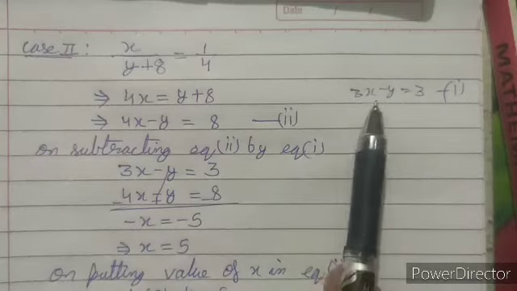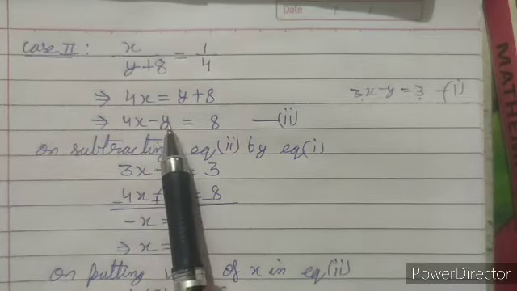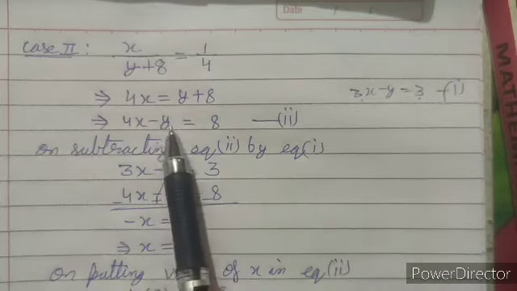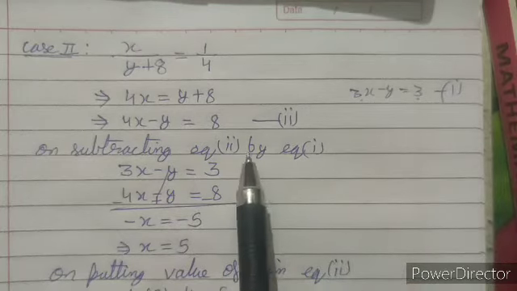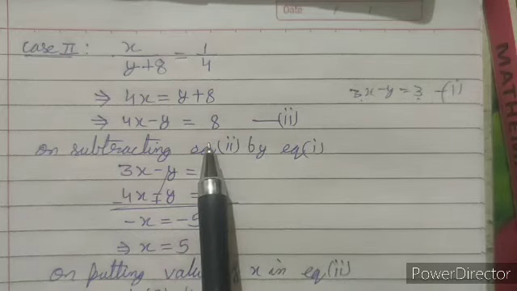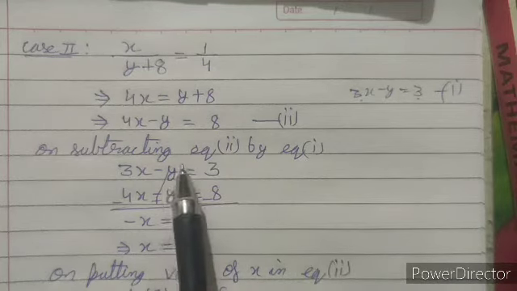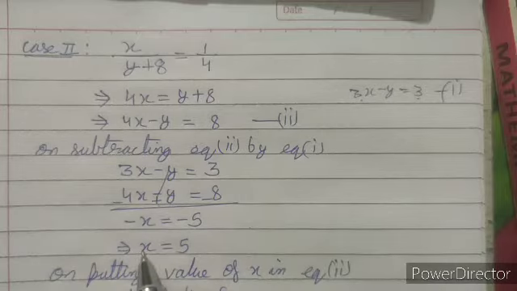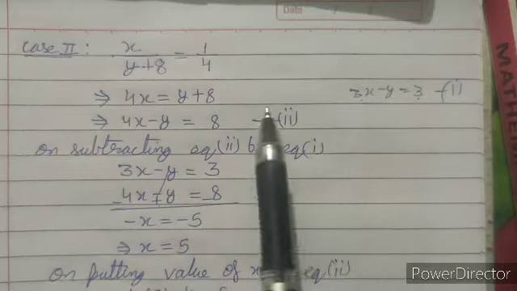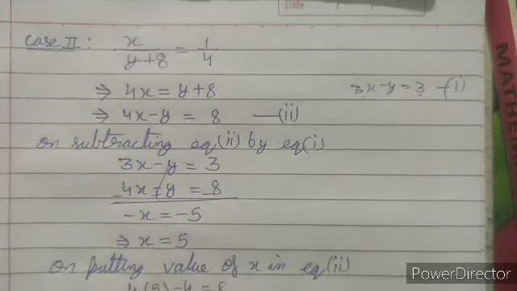Now as our first equation was 3x minus y equal to 3 and the second is 4x minus y equal to 8, here the coefficient of y is the same in the first and second equations, so we can easily solve it using the elimination method. On subtracting the first equation from the second, y will be eliminated and we get x is equal to 5. Now put the value 5 in either the first equation or the second equation to get the value of y.